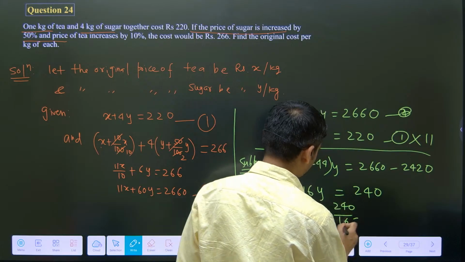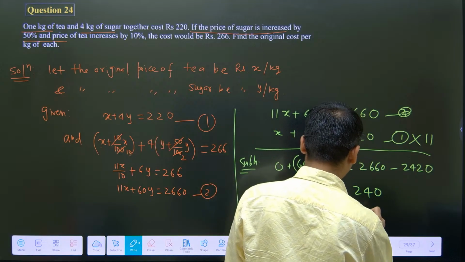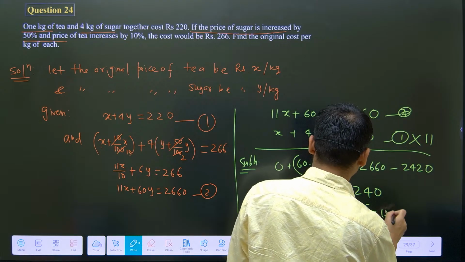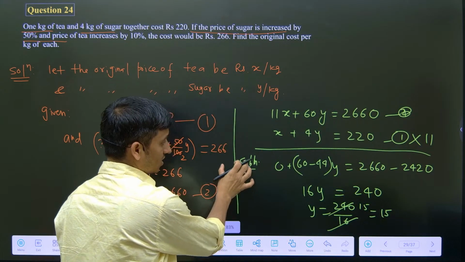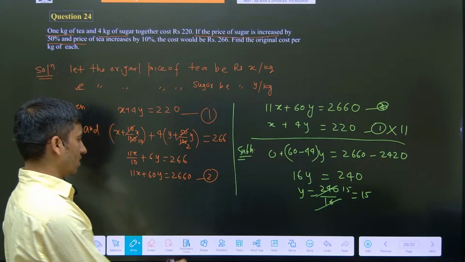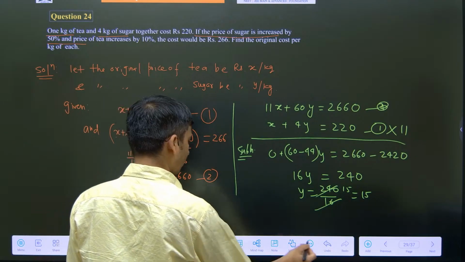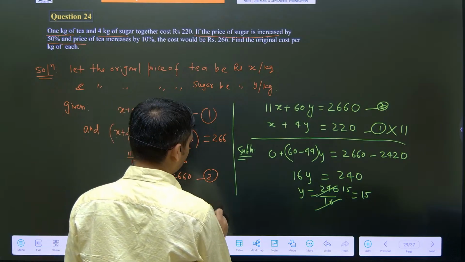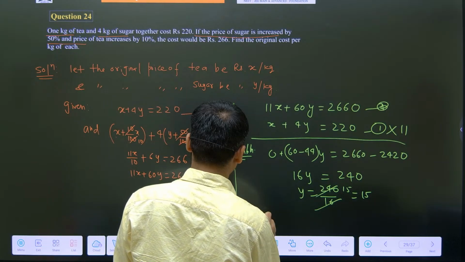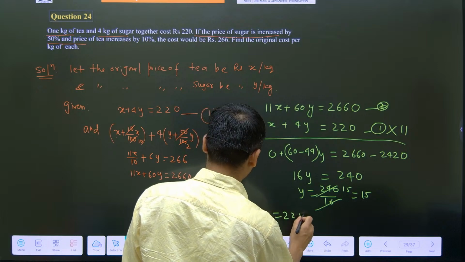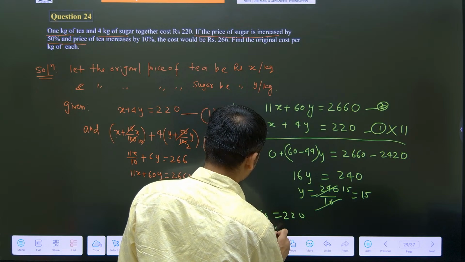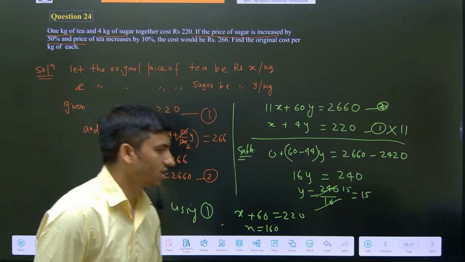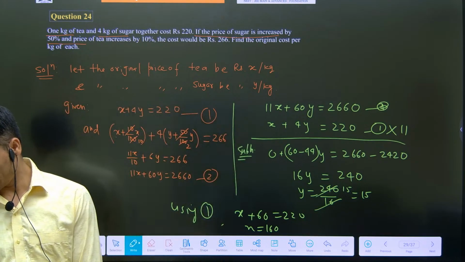You can do the calculation on your own, no? So it will get cancelled by 15, right? So the cost of sugar is obviously cheaper, no? It's 15 rupees per kg. And using any one of the equations, obviously equation 1 was simple. So x plus 60 is equal to 220. So x is 160. So the cost of the tea is 160 rupees per kg and the sugar is 15 rupees per kg. This should be the final answer.